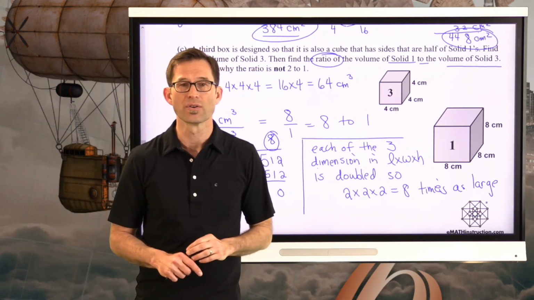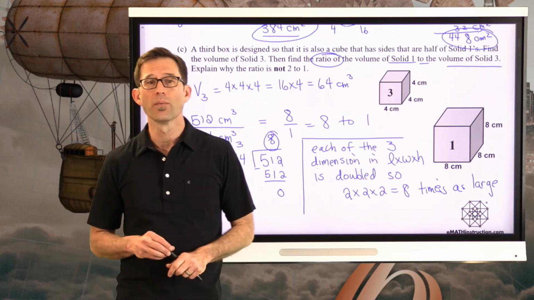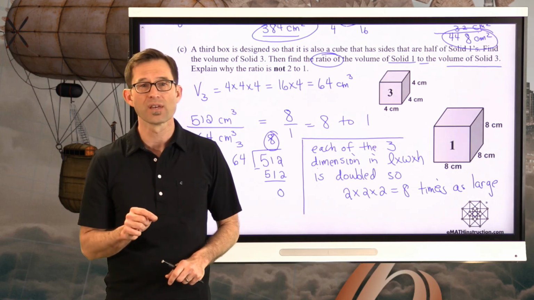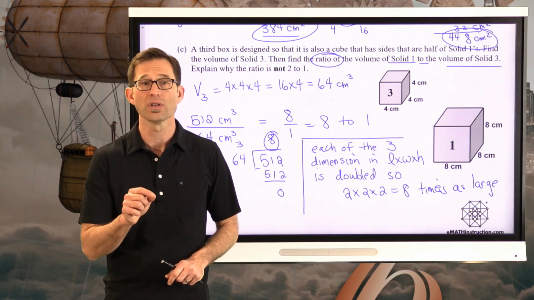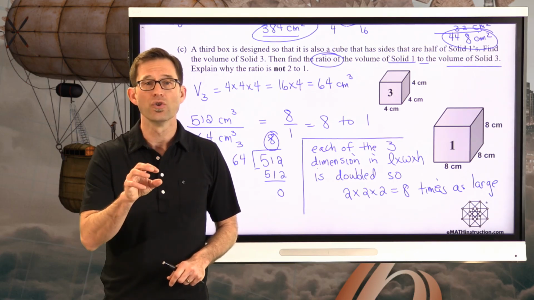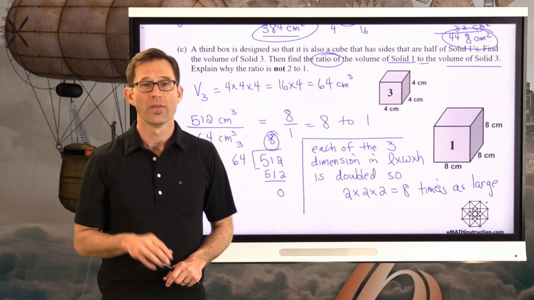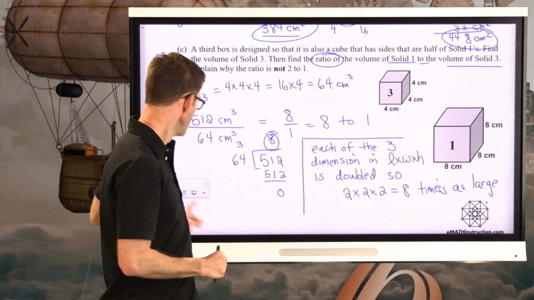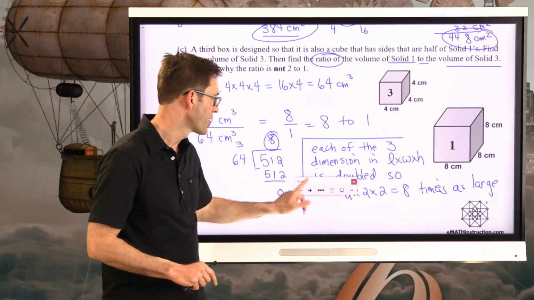8 times as large. We saw this the other day when we looked at a cube that had side lengths that were 1/2 centimeter each, or 1/2 inch each, and we saw that 8 of them then fit into a cube that had double those side lengths. Same idea here. All right, let's wrap this thing up.